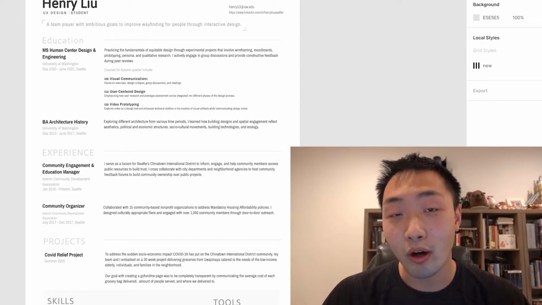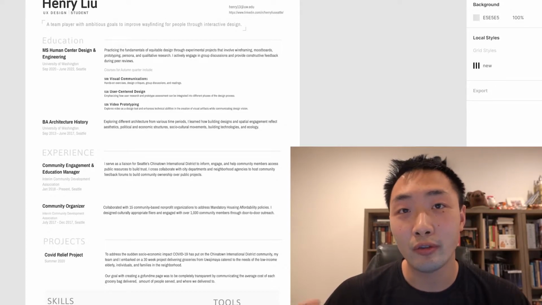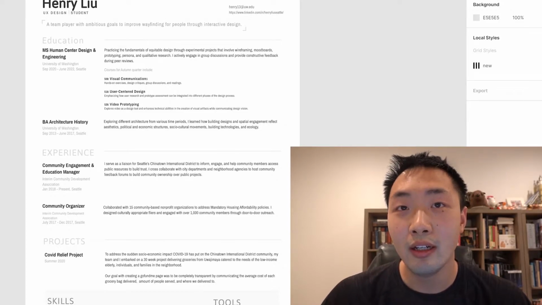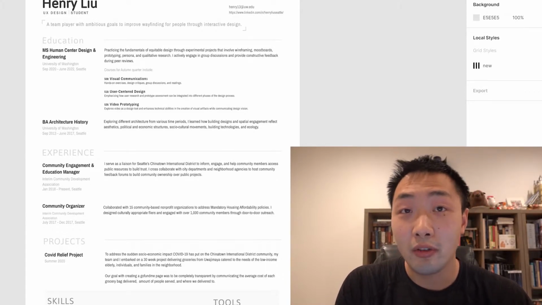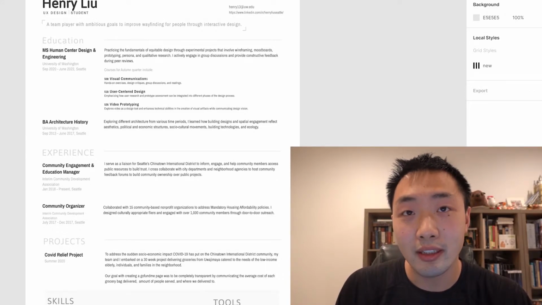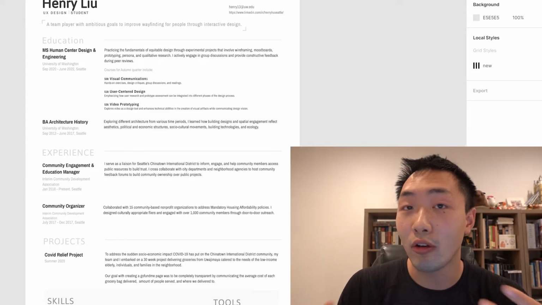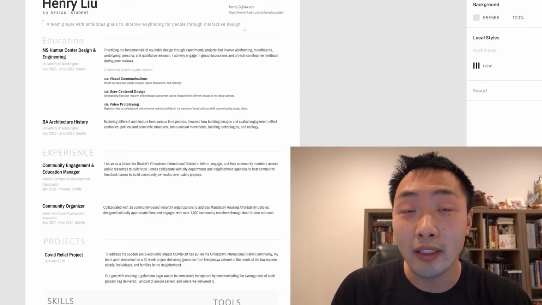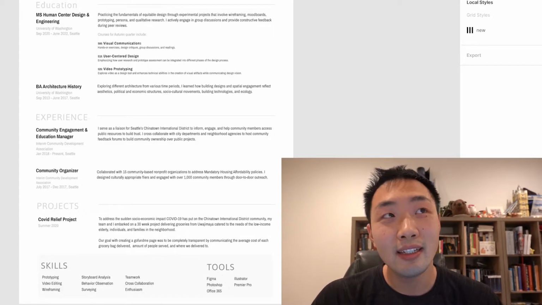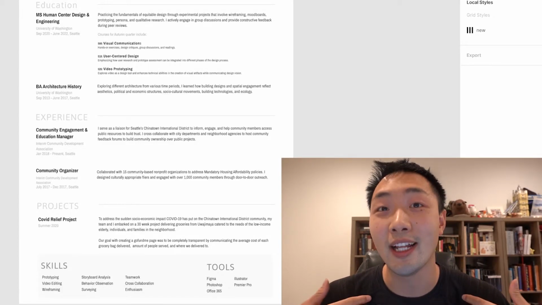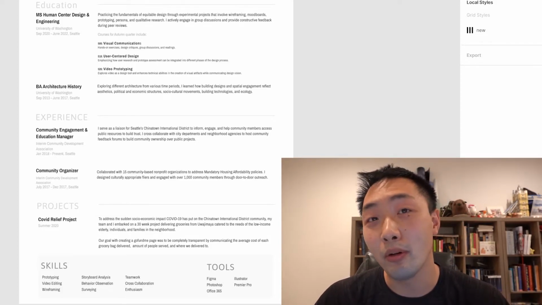Under experience, I have projects. One recent project that I worked on is a COVID response project serving the low-income, at-risk community members of the Chinatown International District. Basically, this project really showcased my project management skills, my organization, my teamwork ethics, cross-collaborating, and that all really showcases the person I am. At the very bottom, I have skills and tools. These don't necessarily describe the person I am, but they add a little emphasis on what I'm capable of doing.